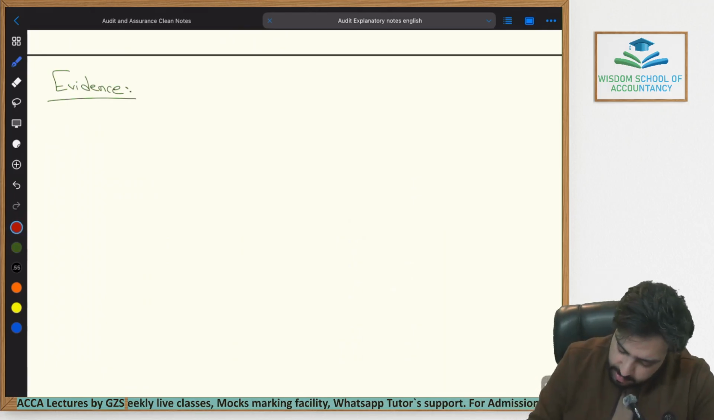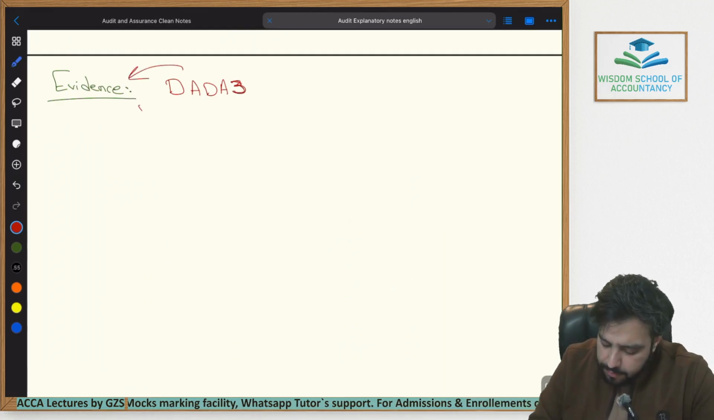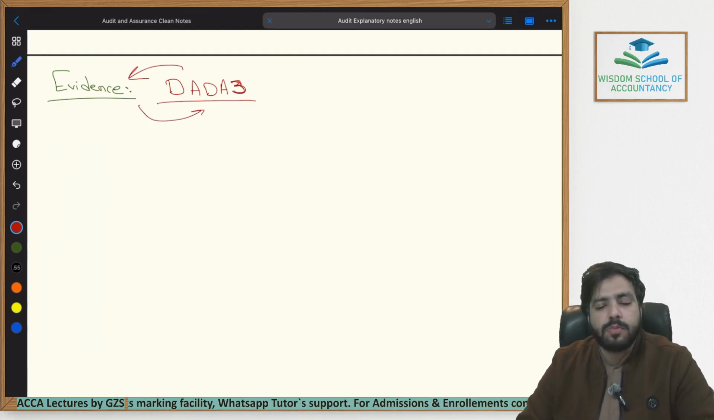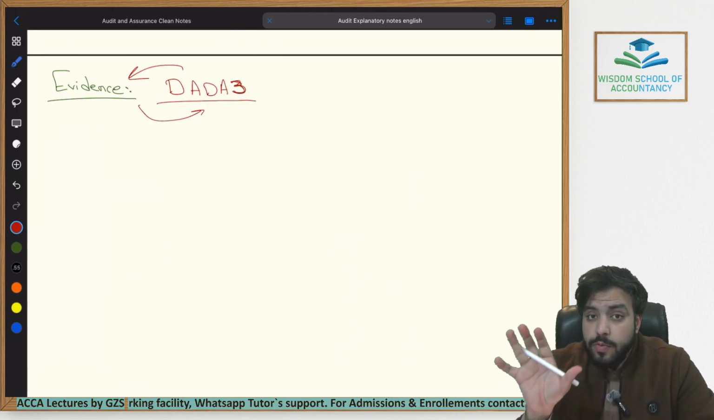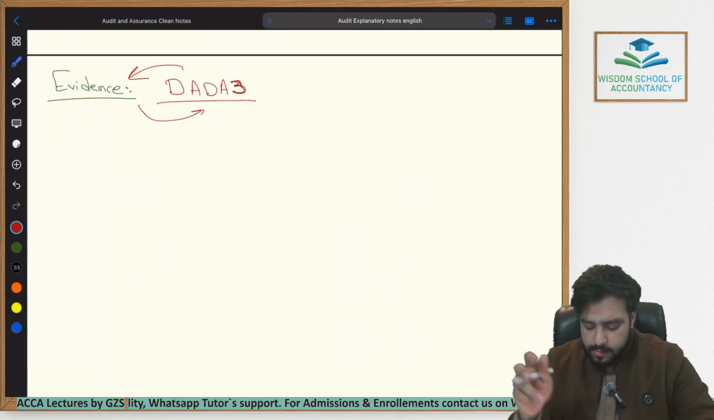And what is the thing? Again, the acronym is DADA 3. This is the acronym for where you will be able to find the different types of evidences. From DADA 3, you will be able to find the evidences for the financial statements. Now, what is DADA 3?